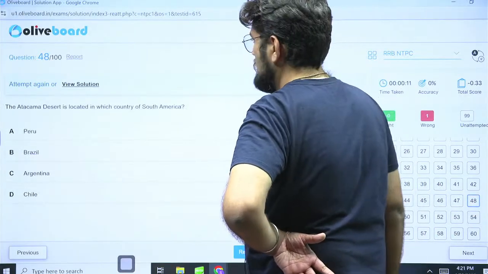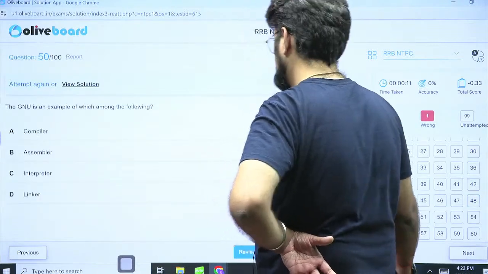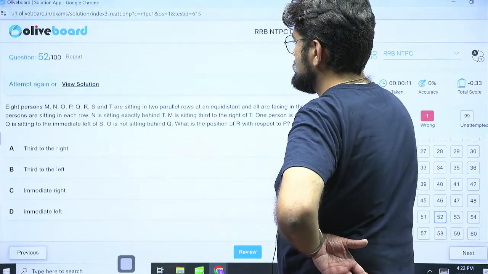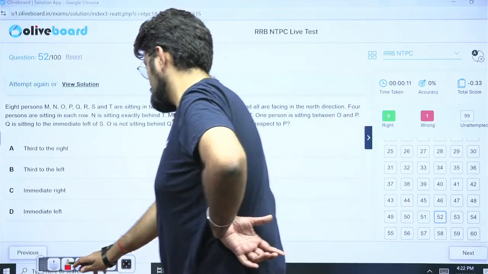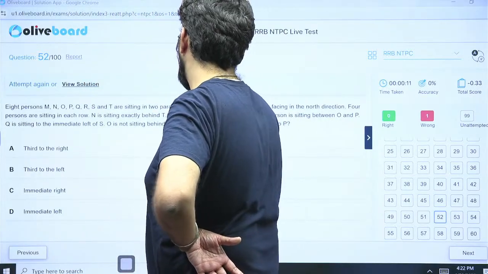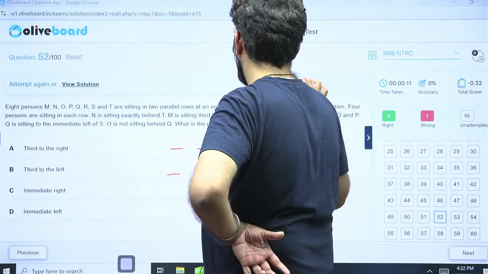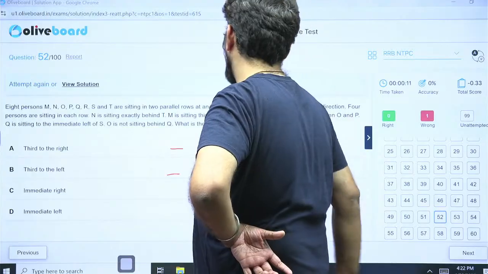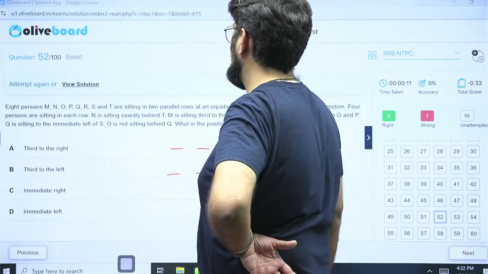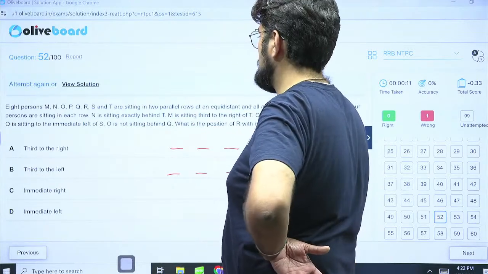I think a lot of reasoning questions have already been done today. Sitting arrangement. 8 persons are sitting in 2 parallel rows, 4 in each row, and all are facing north direction, not facing each other. N is exactly behind T. So N is here and T is here. That is the only possibility.